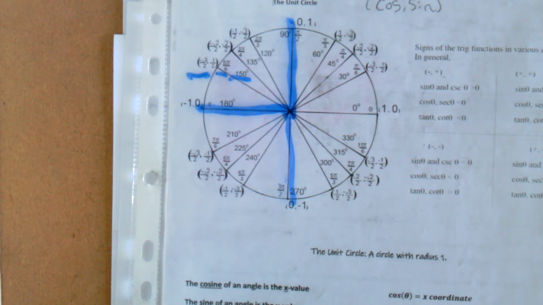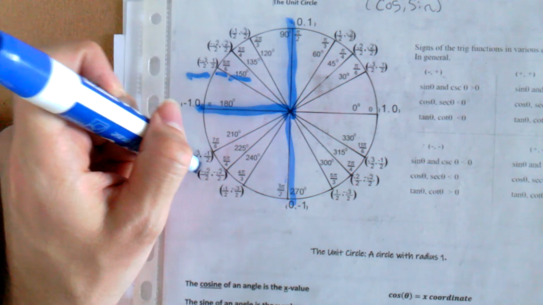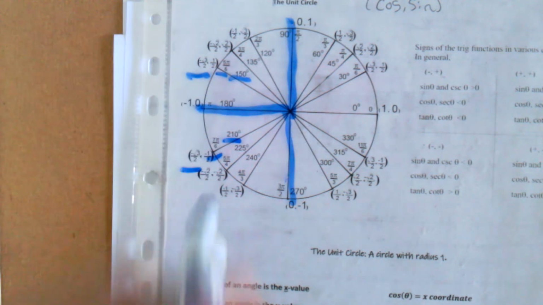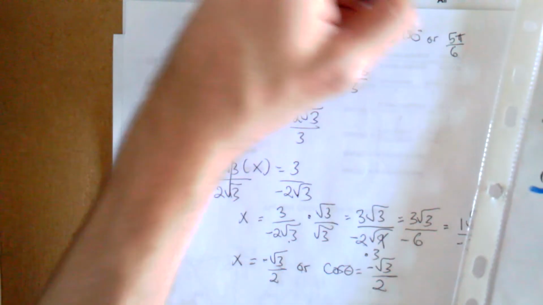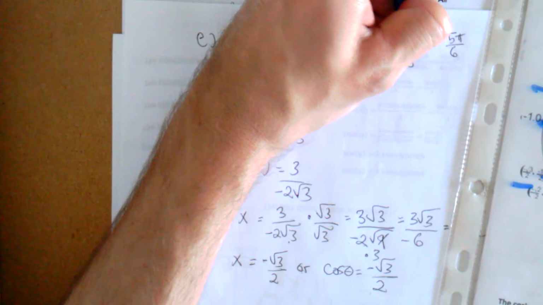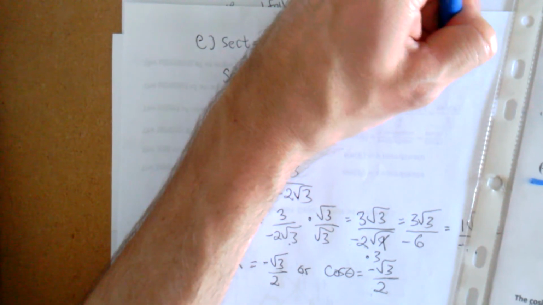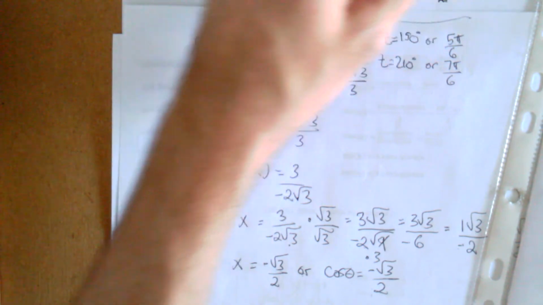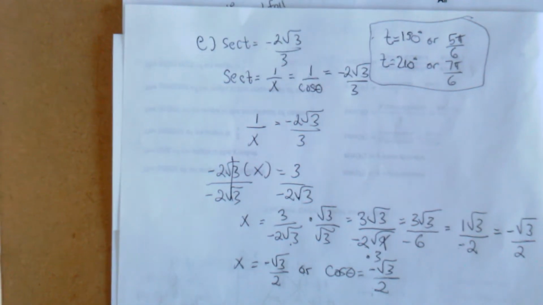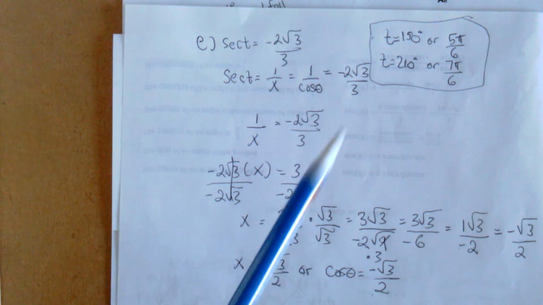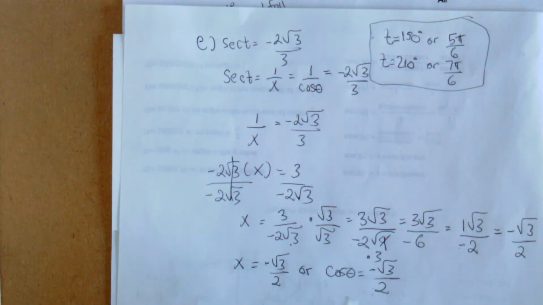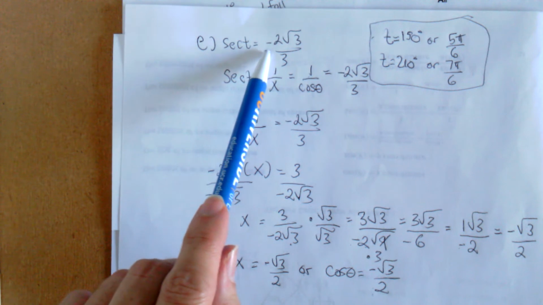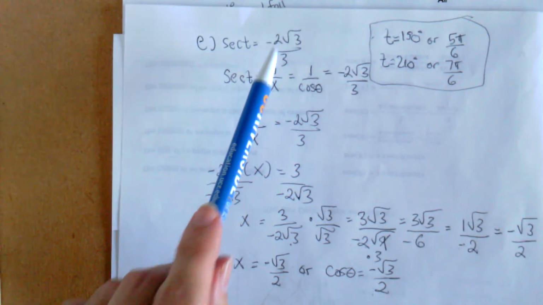Okay, let's come back. You should have found negative square root of 3 over 2 right here at 210 degrees, or 7 pi over 6 radians. So t can also be 210 degrees, or 7 pi over 6 radians. Let's recall what that means: at 150 degrees, or 5 pi over 6 radians, and 210 degrees, or 7 pi over 6 radians, cosine equals negative square root of 3 over 2, and when that happens, secant equals negative 2 square root of 3 over 3.